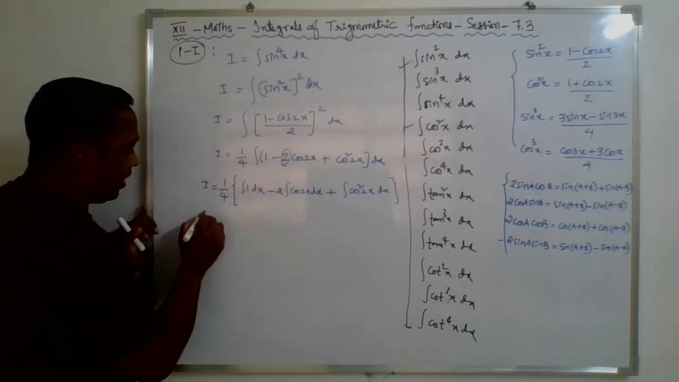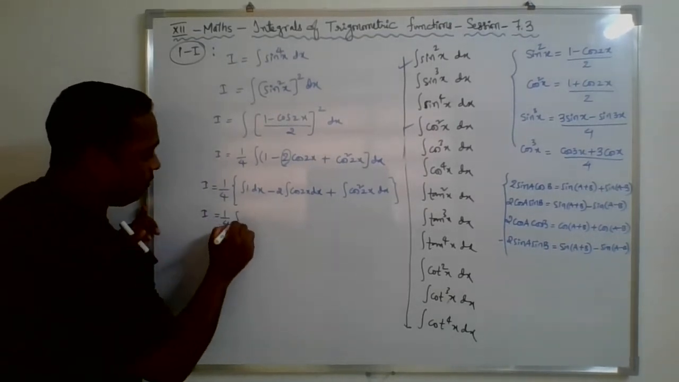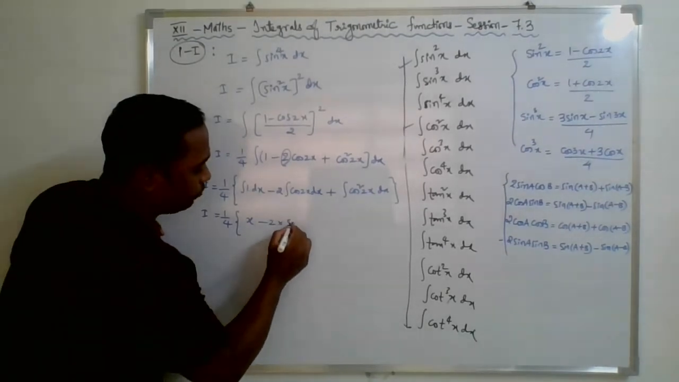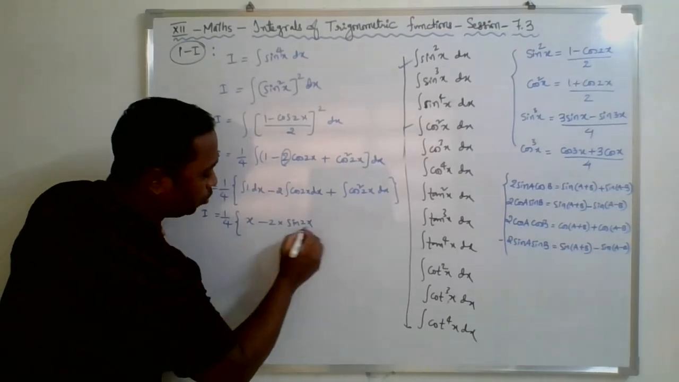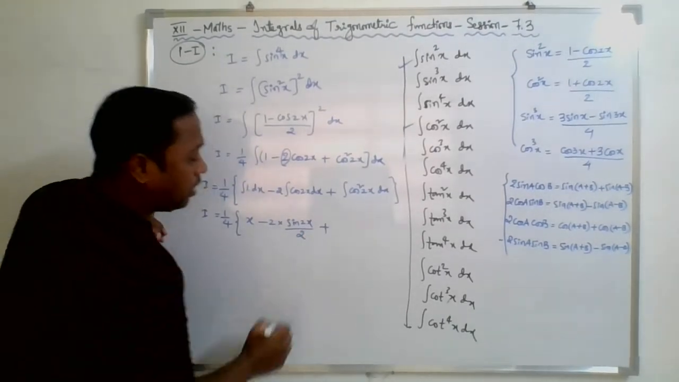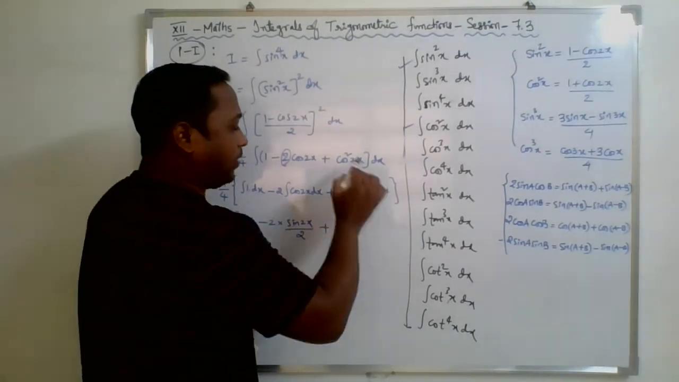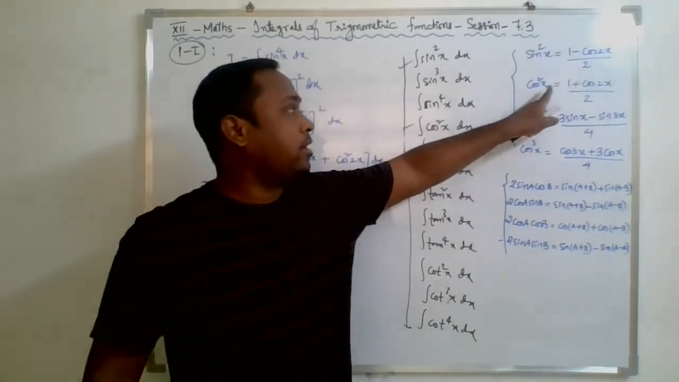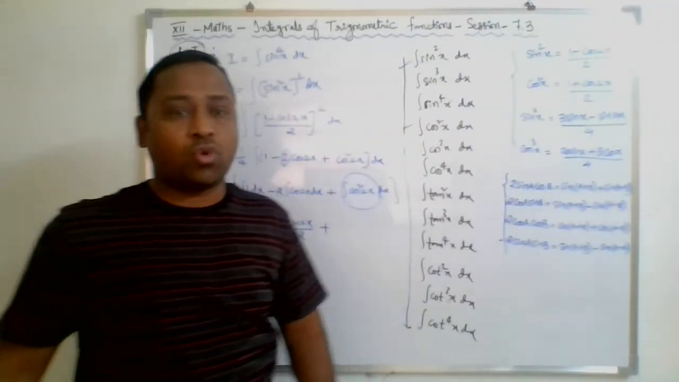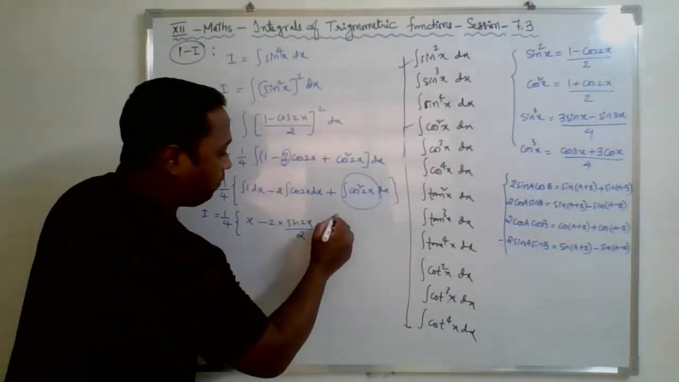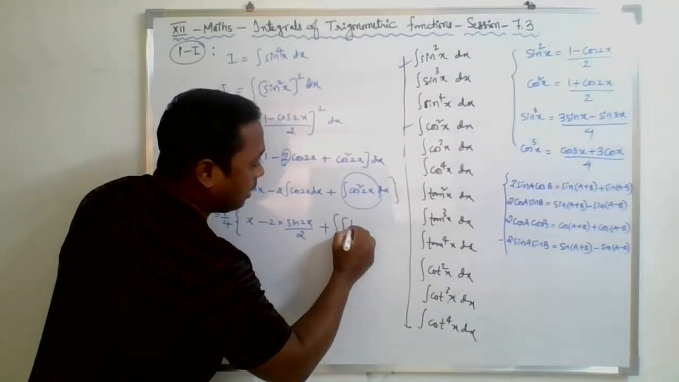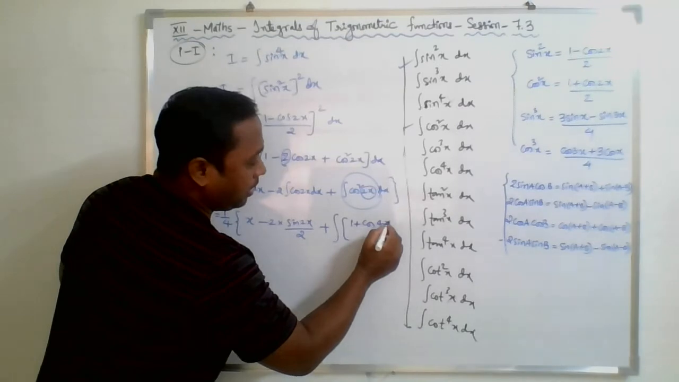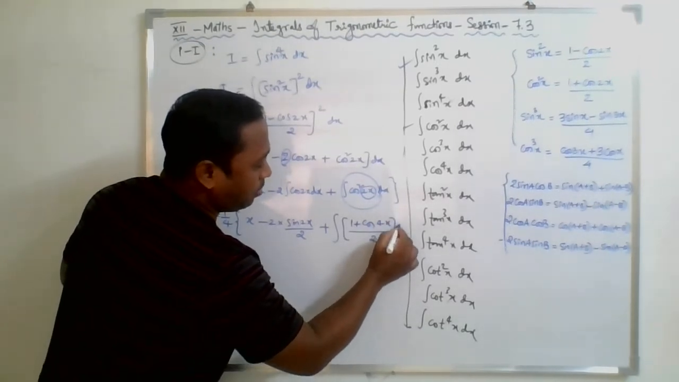The first two parts will be directly solved because they are in the standard form. It will be x, and the second we have already solved; it is sine 2x by 2, right? This is the answer. And for cos square 2x, again here you can take cos square x and convert it into (1 plus cos 2x) by 2. So finally, it can be written as 1 plus cos, whatever the angle over here, it will be doubled in the formula.